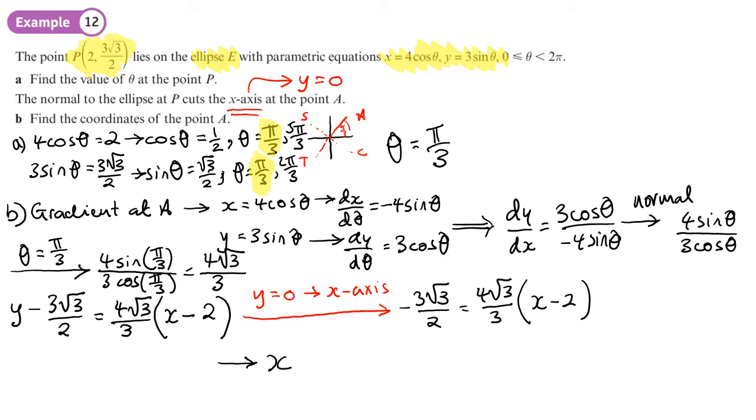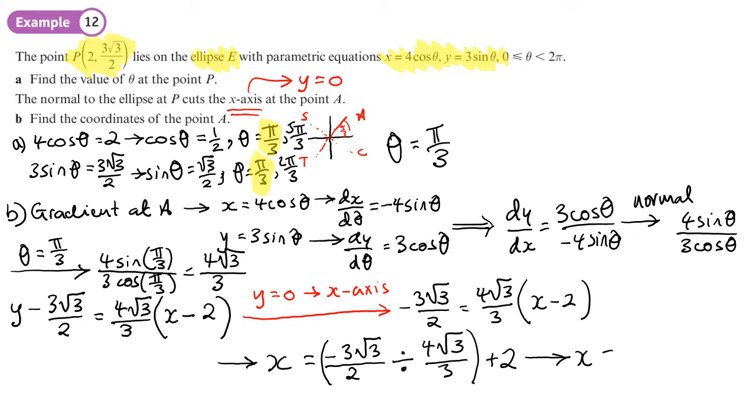So x is going to equal minus 3 root 3 over 2 divided by 4 root 3 over 3, and then add 2 to that, to find the value of x. And then when I've got the value of x, I can then write the full coordinates. So let's work this out on our calculator, see what we get. That gives x equals 7 over 8.